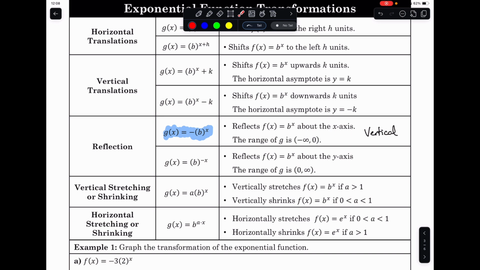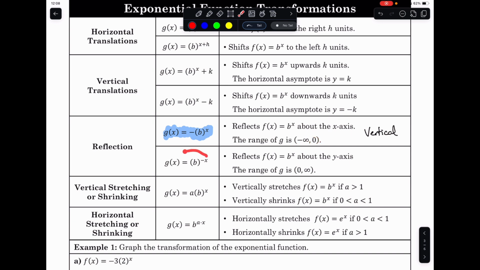And as long as there's no vertical shift, the horizontal asymptote is still going to be at y equals 0. So instead of the y values going from 0 to infinity and going upwards, because of the negative sign, this is going to flip it upside down across the x-axis, a vertical reflection, and the graph is going to be below the horizontal asymptote. So your range will go from negative infinity to 0.